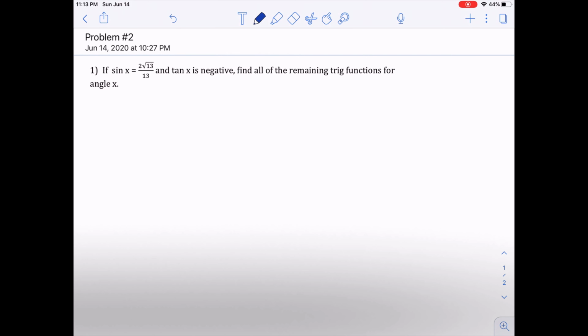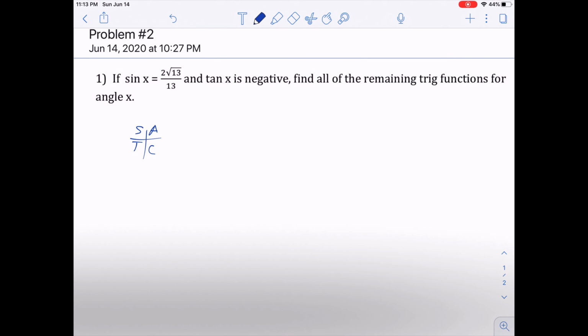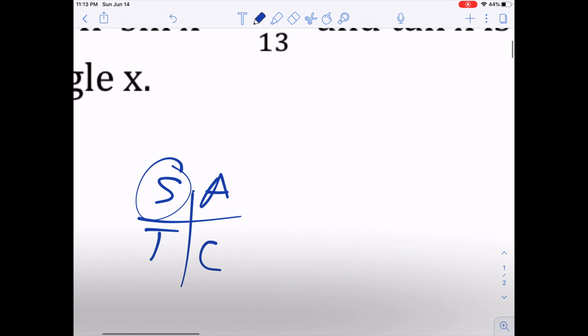Okay, so now we have our final problem. If sine of x equals 2 radical 13 over 13 and tan of x is negative, find all of the remaining trig functions for angle x. We're going to start by creating a CAST chart. So as we know, sine is positive, tan is negative. The only way this will work out is for quadrant 2.